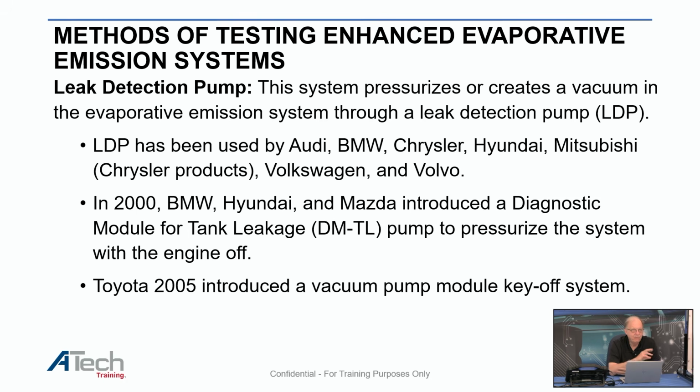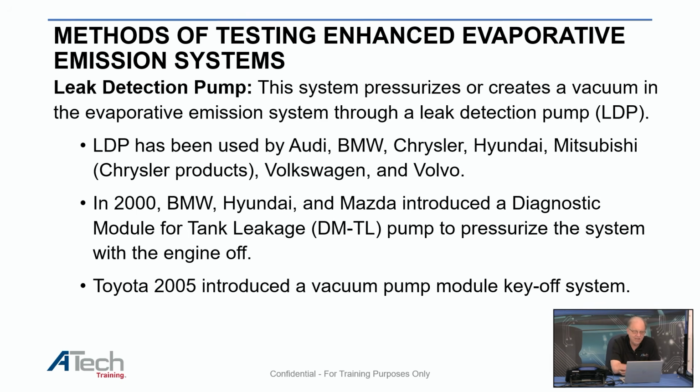Okay, the next method of enhanced evaporative emissions was a leak detection pump. This was used on the Audi, BMW, Chrysler, Hyundai, the Mitsubishi products that were labeled as a Chrysler product, Volkswagen and Volvo. This had a little pump that was operated, and it would pressurize the system to check for a leak. They worked very well.